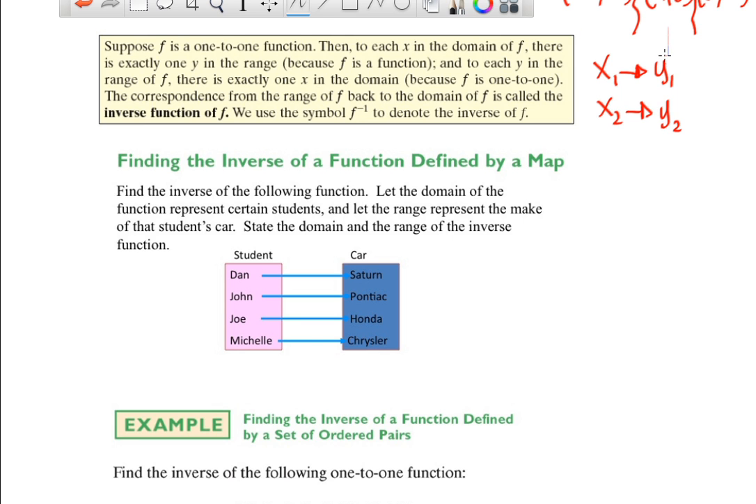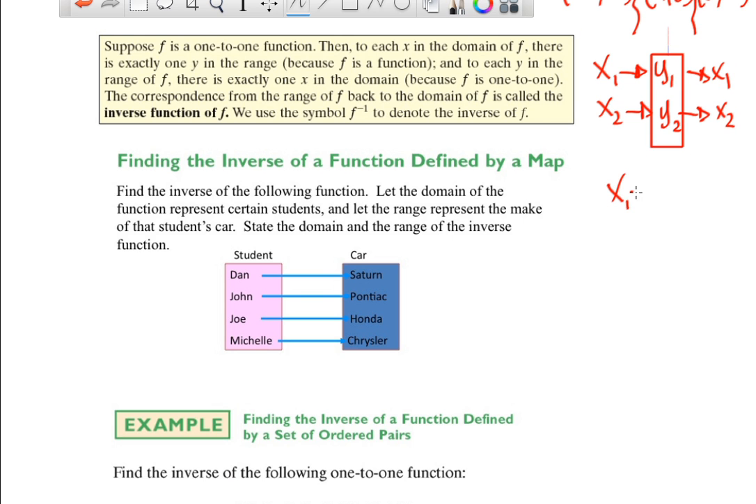So now instead of calling these the y's, these would be our x's. Then they map back into unique values. So now if I look at y1 and I say, okay, let's look at y1 as my x, would that give me a unique value on the other side? Well, in this case, since the function originally was 1 to 1, it would.